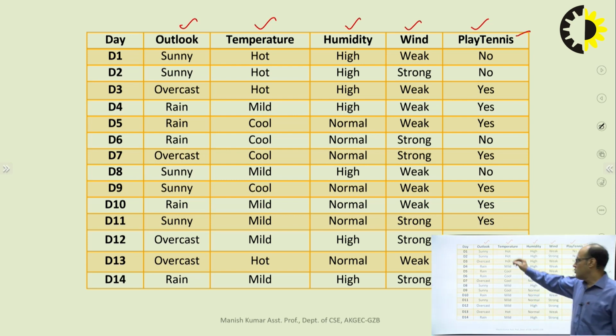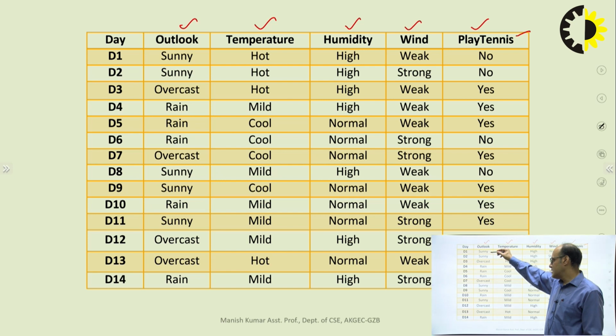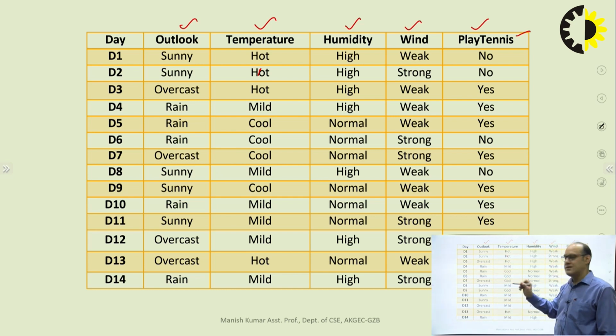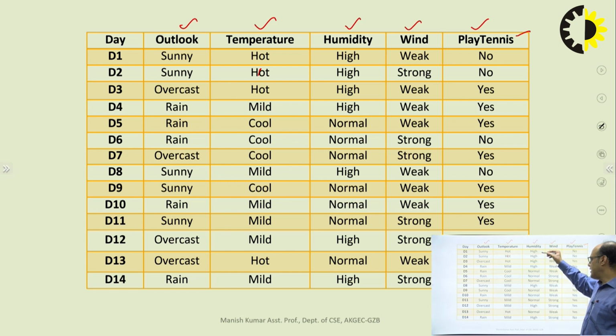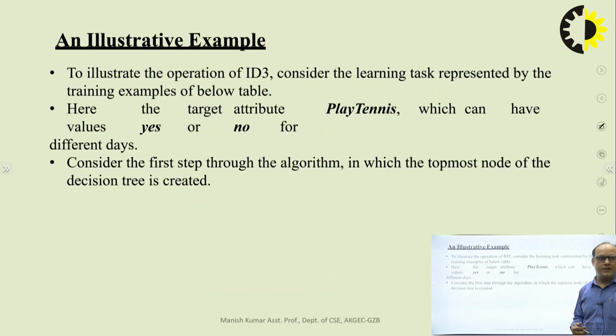My attribute outlook has how many values? Sunny, overcast, and rain: three values. Temperature: hot, mild, and cool, three values. Humidity: high and normal, two values. Wind: weak and strong, two values. On the basis of these, we will classify whether we can play tennis or not. With the help of this example, I will try to show you how we are going to calculate the entropy and information gain so that we can make the decision tree.